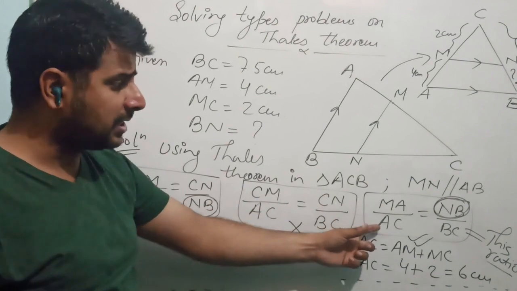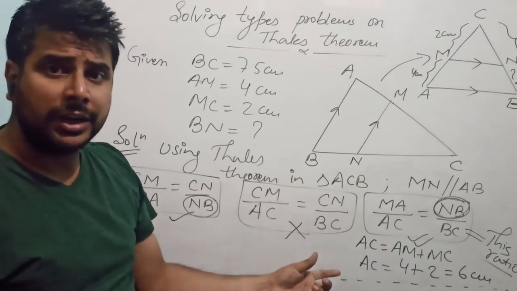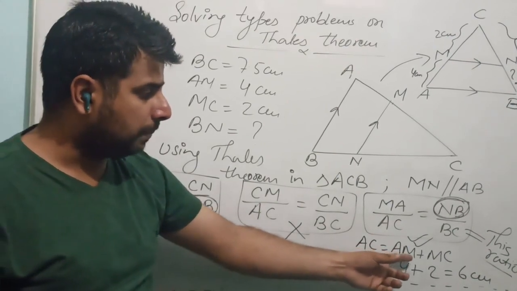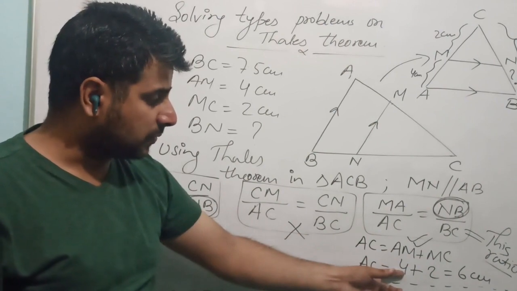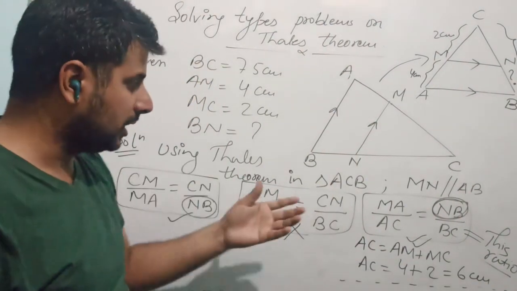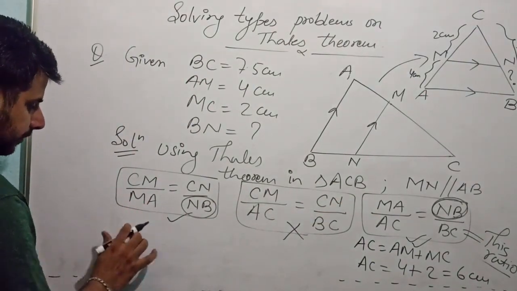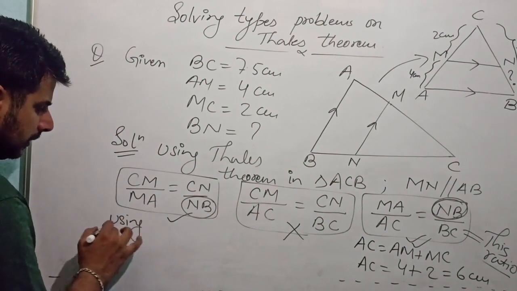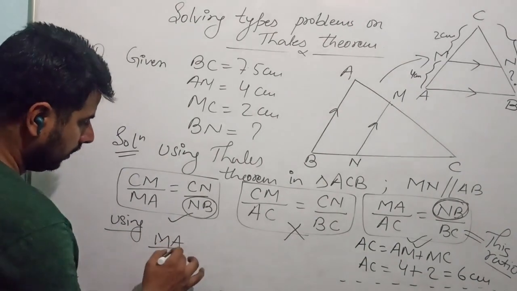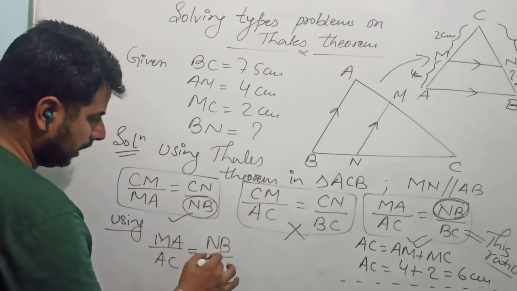In this also the AC is not known, but you can easily locate it. You can easily find it because AC was equal to AM plus MC. AM was 4, MC was 2. On addition, it will give 6. So let's try to use this equation now in the solution. So you will write, using which one? MA by AC upon NB by BC.